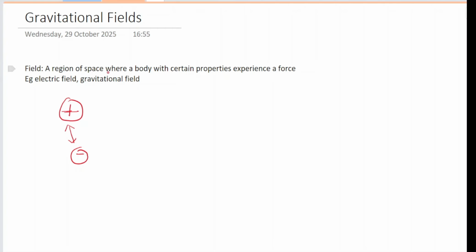Similarly, when we talk about gravitational fields, it's the space whereby a mass, so let's say you have something over here and this is the ground, so we call this a mass. This can be any object where the mass experiences a gravitational force, so the force of gravity acts downwards. So this is the gravitational force.